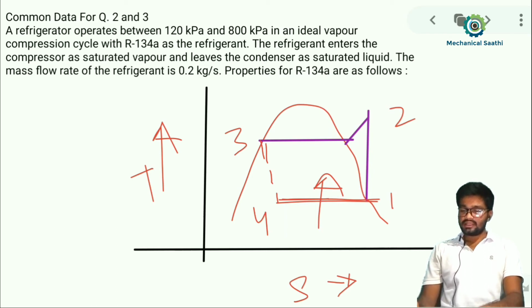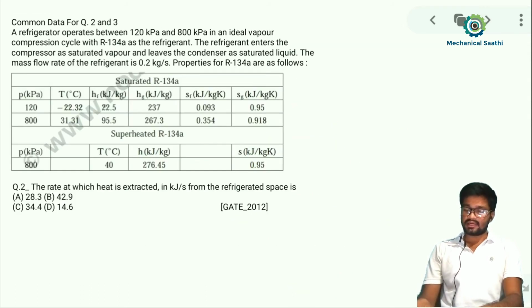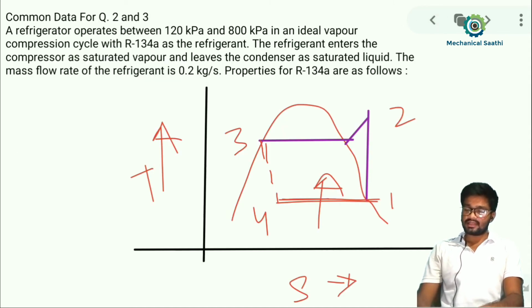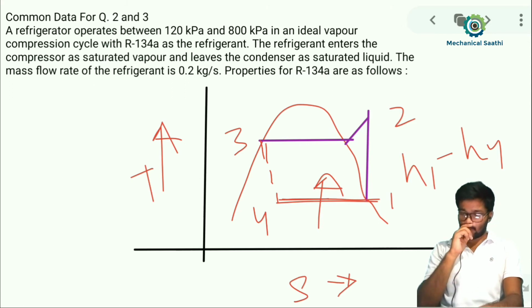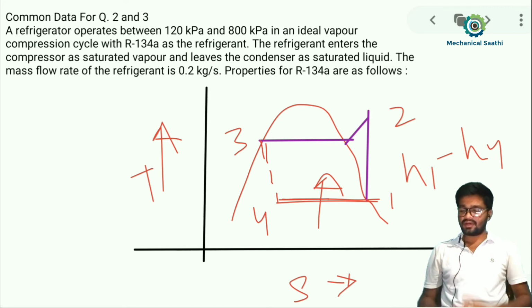So for calculating the value of Q, that is, what amount of heat is to be extracted from the refrigerated space, from this diagram we can say that it is H1 minus H4. If we know the value of enthalpy at point 1 and point 4, then we can calculate the heat extracted. So let us first try to find out all these enthalpies.